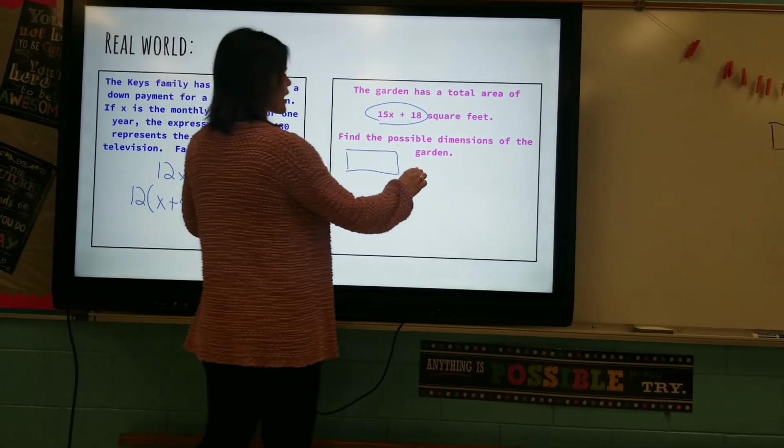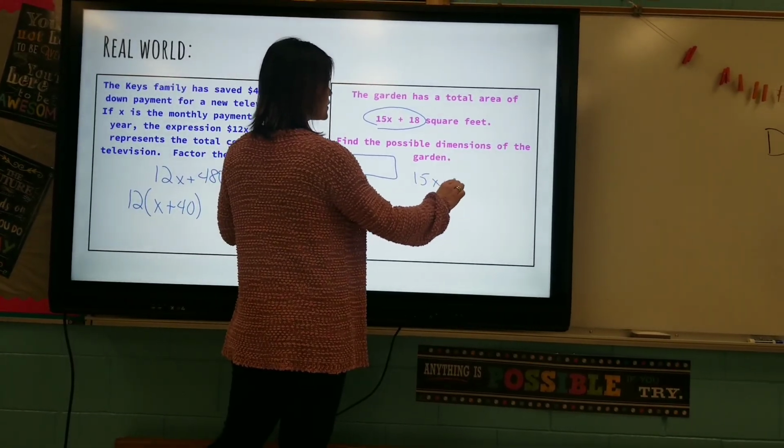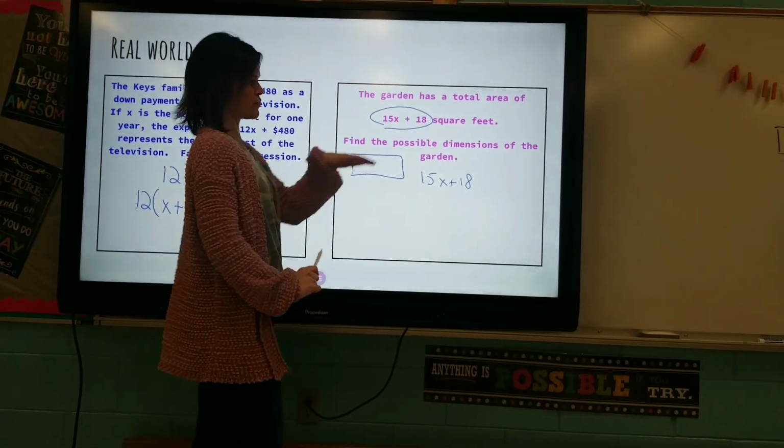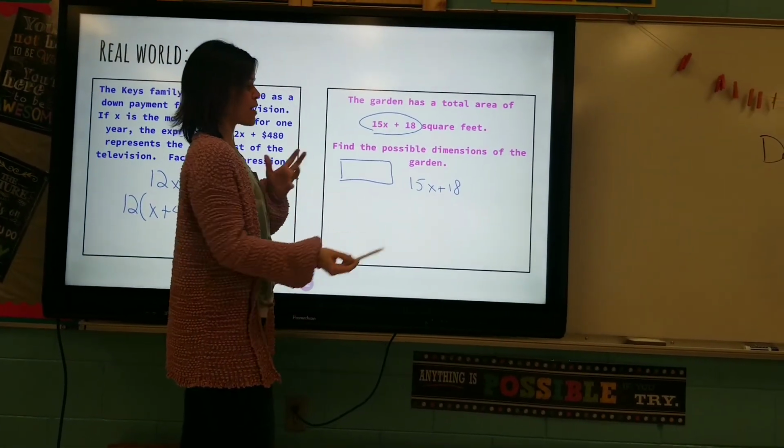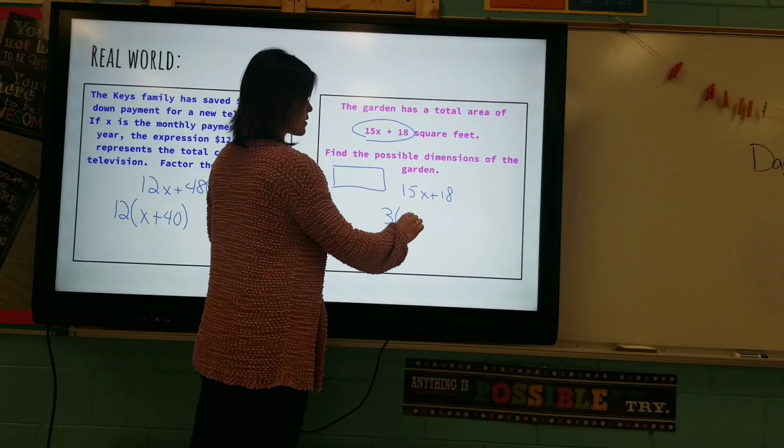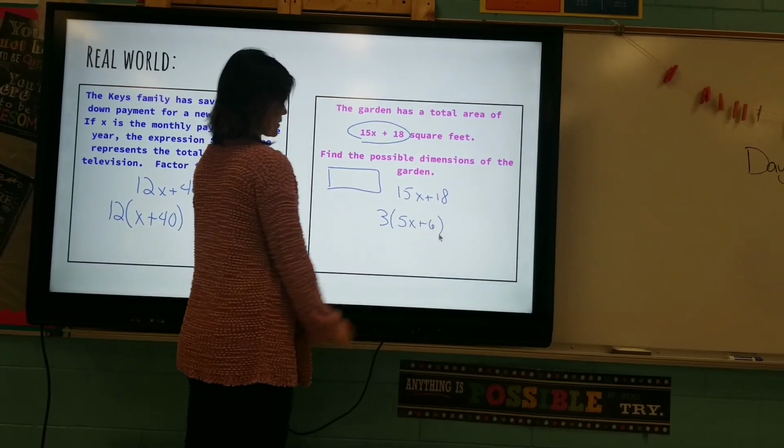So 15x plus 18, what's the biggest number that can divide both of them? You would tell me a 3, which would give us 5x plus 6.